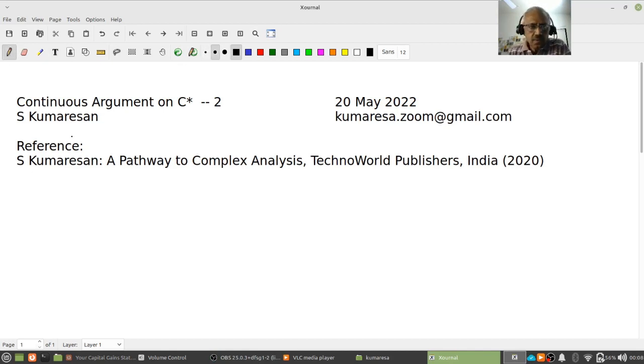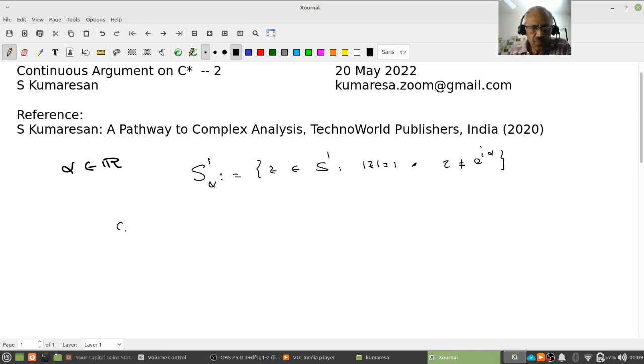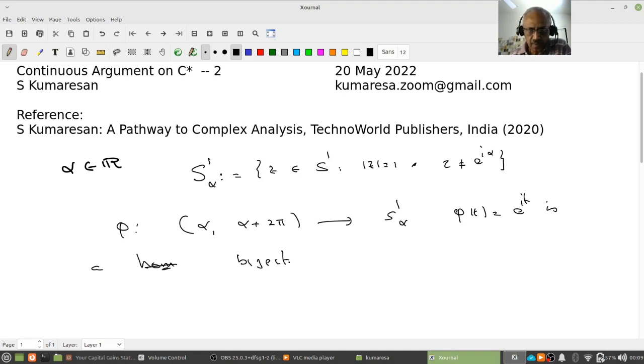So what we said was the following: fix an alpha, a real number, and define S1 alpha to be the set of z in S1, that is mod z equal to 1, and z is not equal to e power i alpha. Then we wanted to say the map phi, from the interval alpha to alpha plus 2 pi to S1 alpha, defined by phi of t equal to e power i t, is a homeomorphism. It is a bijection, it is continuous, and the inverse is also continuous. The single word is: phi is a homeomorphism.